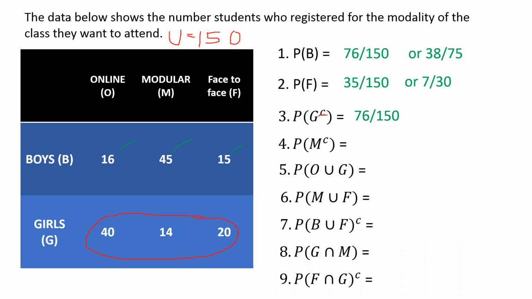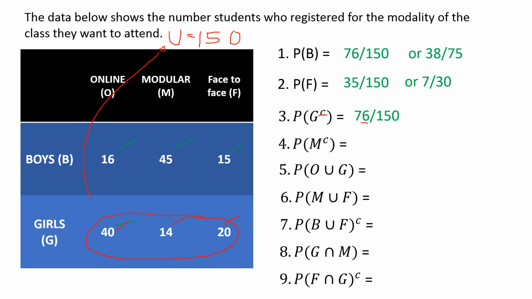Or, again, if we can't understand that idea, we may just simply add up all of these frequencies that are within the girls' frequencies. So 40 plus 14 plus 20, this gives us 74. Subtracting that 74 from the total sample space, which is 150, it will still give us 76.